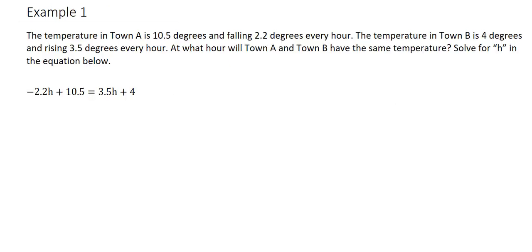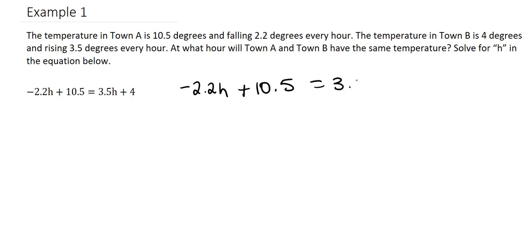Example 1: the temperature in town A is 10.5 degrees and falling 2.2 degrees every hour. The temperature in town B is 4 degrees and rising 3.5 degrees every hour. At what hour will town A and town B have the same temperature? We're going to solve for h in the equation below. So we have our equation set up. We're just going to go ahead and solve like we have before.